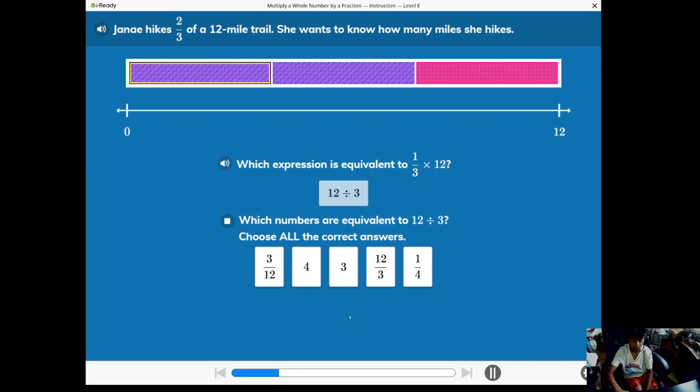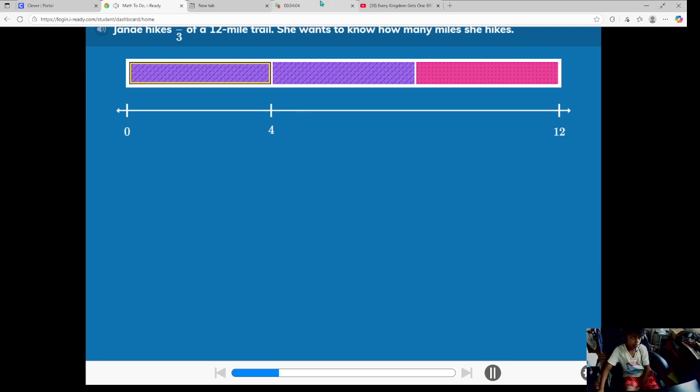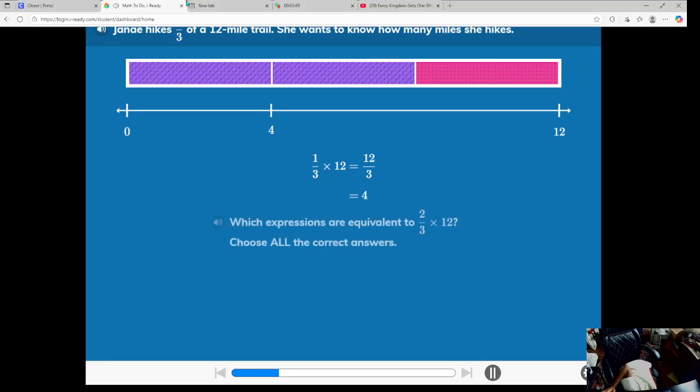Which numbers are equivalent to 12 divided by 3? Choose all the correct answers. 4. 12 divided by 3 is equivalent to 12 thirds. 12 divided by 3 is also equivalent to 4. 1/3 of a 12-mile trail is 4 miles. Now that you know how many miles are in 1/3 of a 12-mile trail, you can find how many miles are in 2/3 of a 12-mile trail.